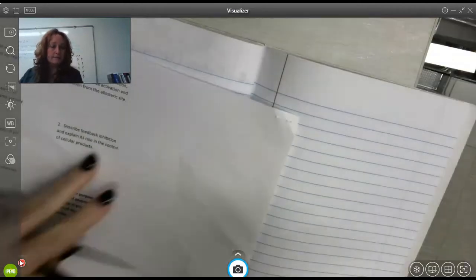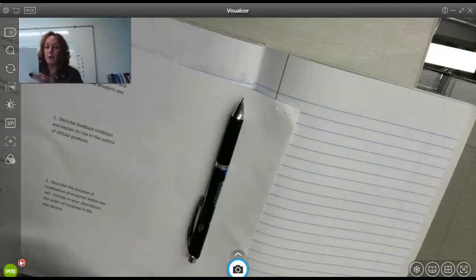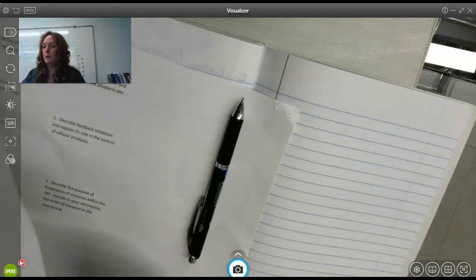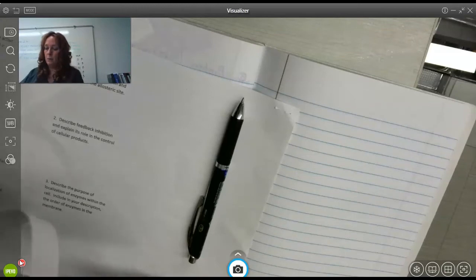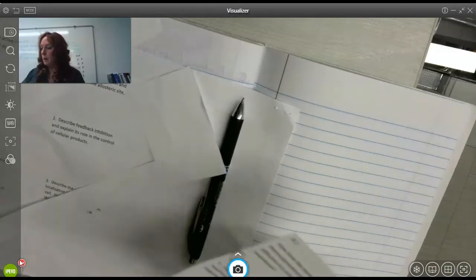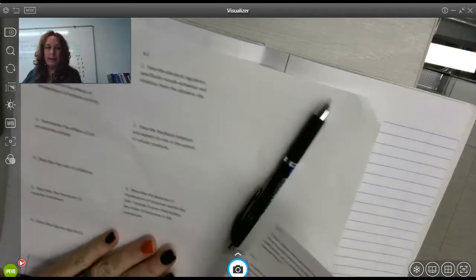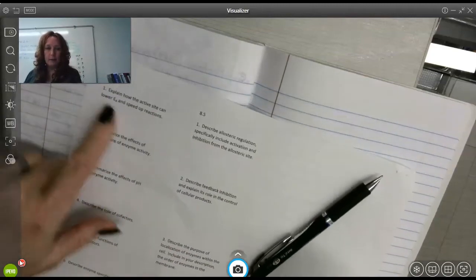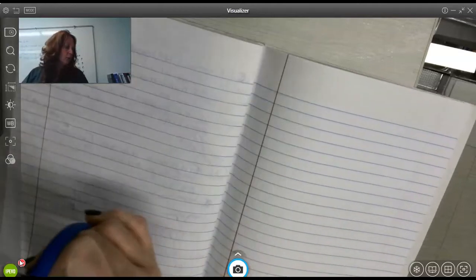Chapter 8. Once we're through with Chapter 8, we're through with the unit. So the cells unit includes Chapters 6, 7, and 8. And there's 8.1, 8.3, and then we have 2 more strips after that, 8.4 and 8.5. So we're almost through with the cells unit.